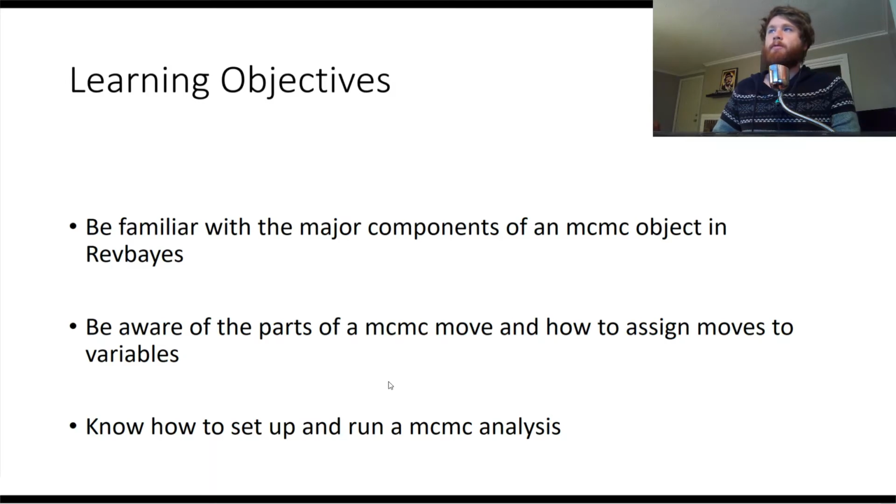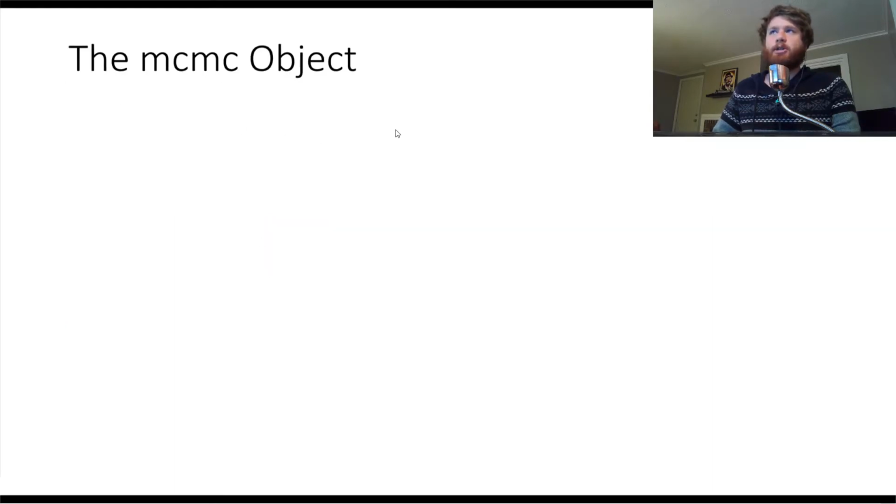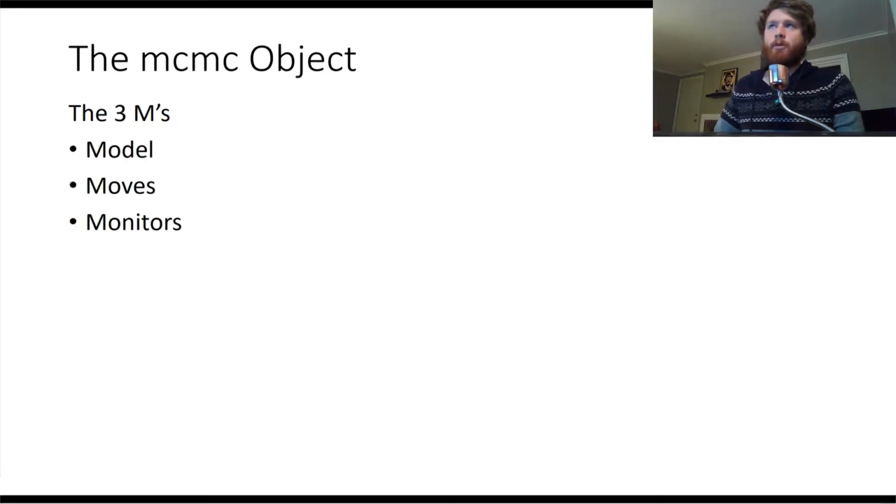So the first thing is the MCMC object. Now there are three main components that go into building this object, and those would be the three M's. I'll call them the model, moves, and monitors. The model, that's what we built in that first video with our coin flipping model. Next is the moves, and these are how we move around the parameter space. And then lastly are the monitors, and this is how we record where we are in the parameter space as we're moving along it.